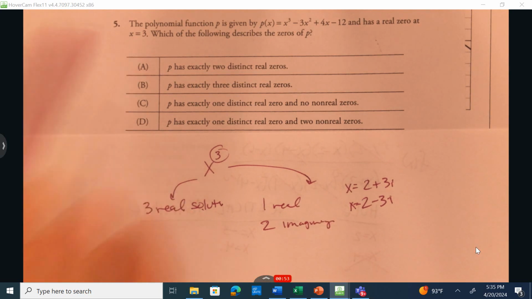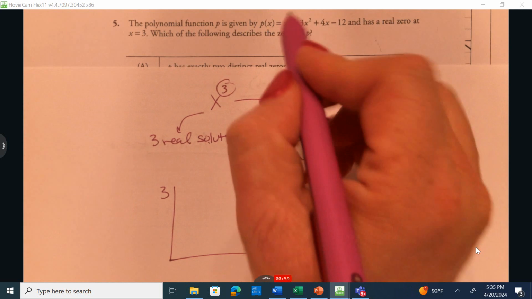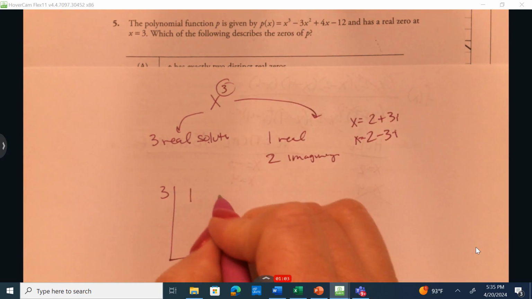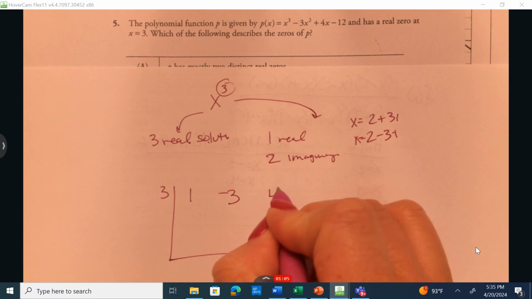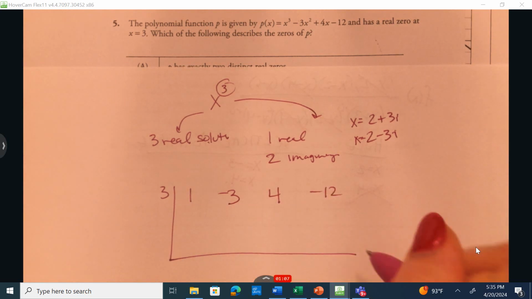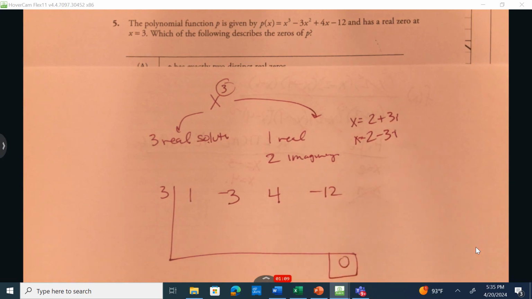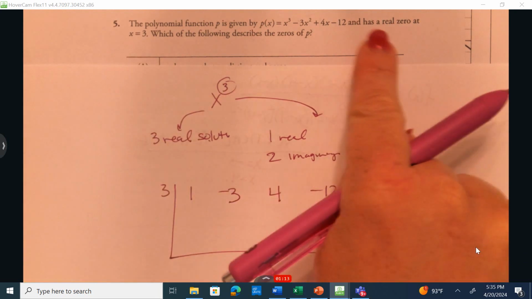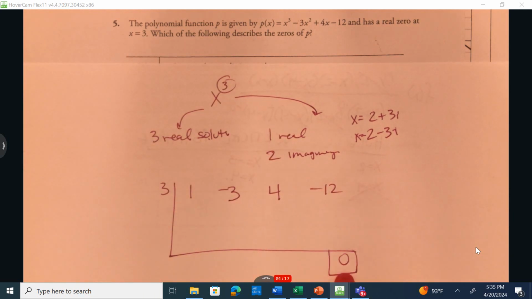Well, I already know one of the solutions, so I'm going to do synthetic division. You could also use long division in order to do this. So I'm going to put in 1, that's the coefficient of x cubed, negative 3 goes with x squared, positive 4 with x, and negative 12 goes with x to the 0. Now I know that my remainder at the end is 0 because it tells me that x equals 3 is a real 0. That means that the remainder is going to be 0.